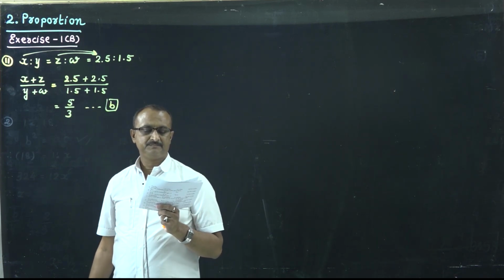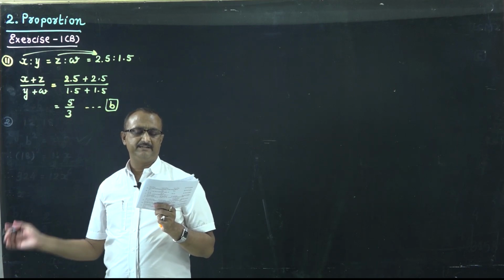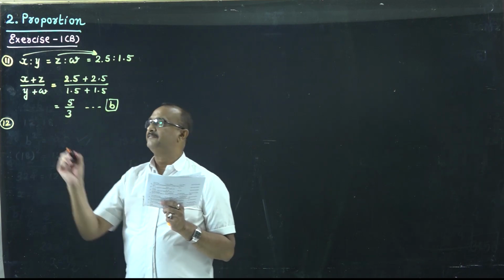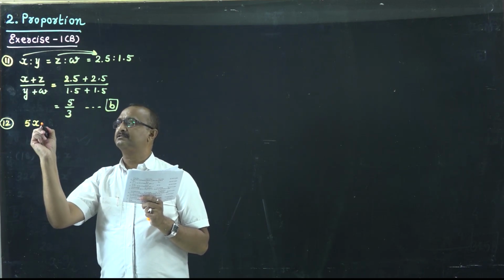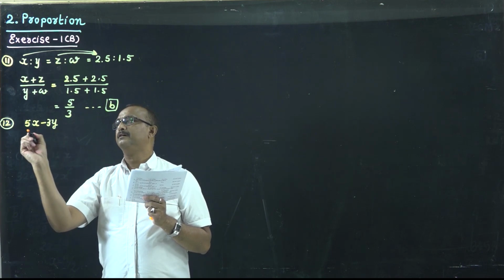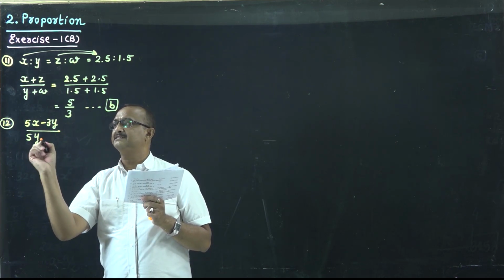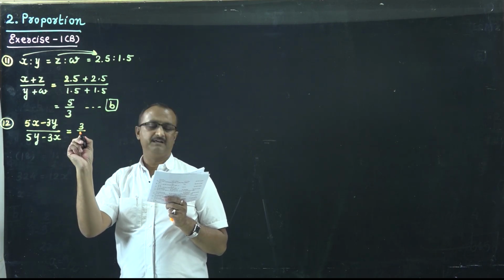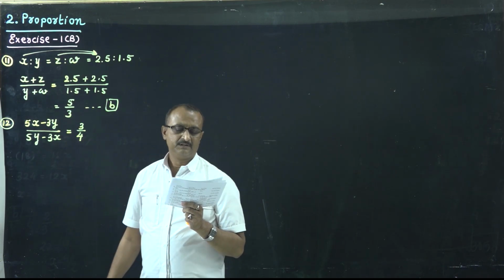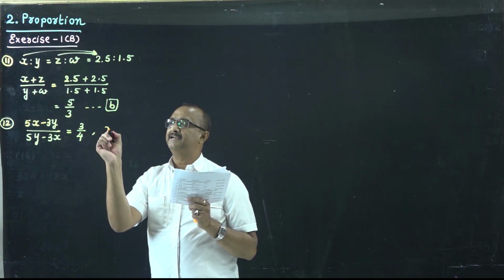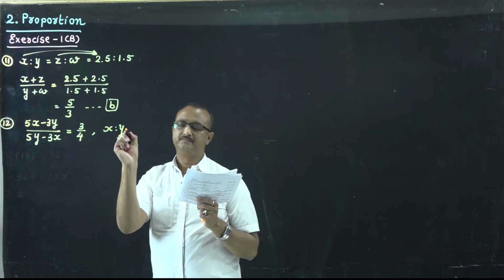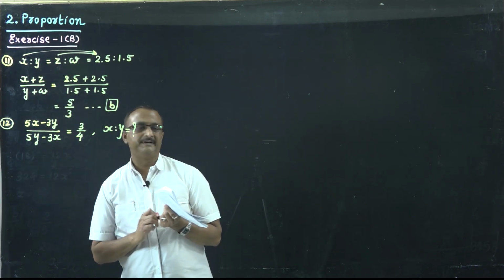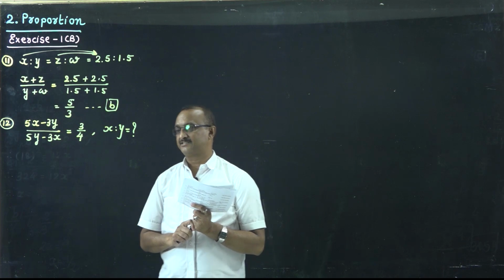12 number. If 5x minus 3y upon 5y minus 3x is equals to 3 by 4, the value of x is to y is question mark. Okay, so we have to find values of x and y. X is to y.